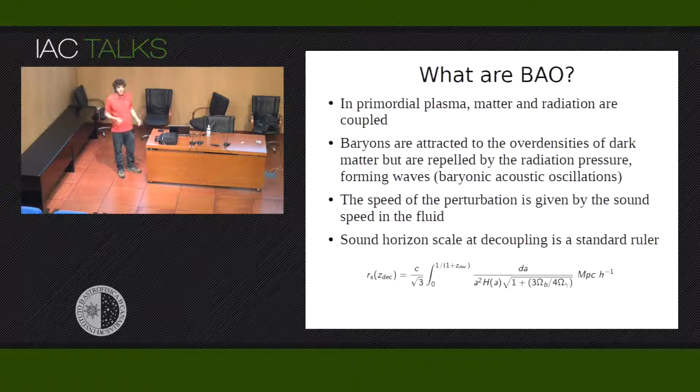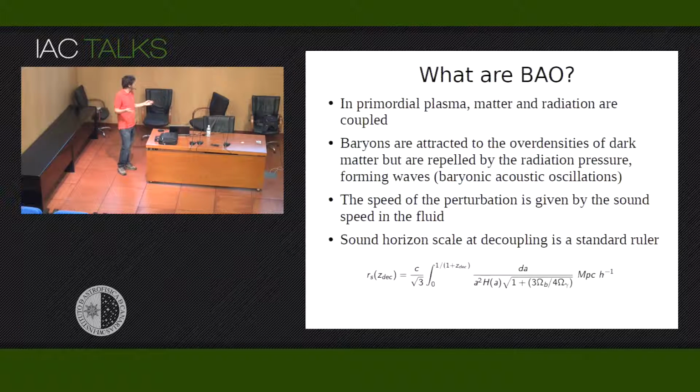So what are the baryonic acoustic oscillations? In the primordial universe at the start of time, matter and radiation are coupled. Matter includes dark matter and baryonic matter. So baryonic matter is attracted to the overdensities, to the small fluctuations that exist in the dark matter field. But once the baryons are attracted, at the same time they are repelled by the radiation pressure in the plasma, which forms acoustic waves in the fluid.